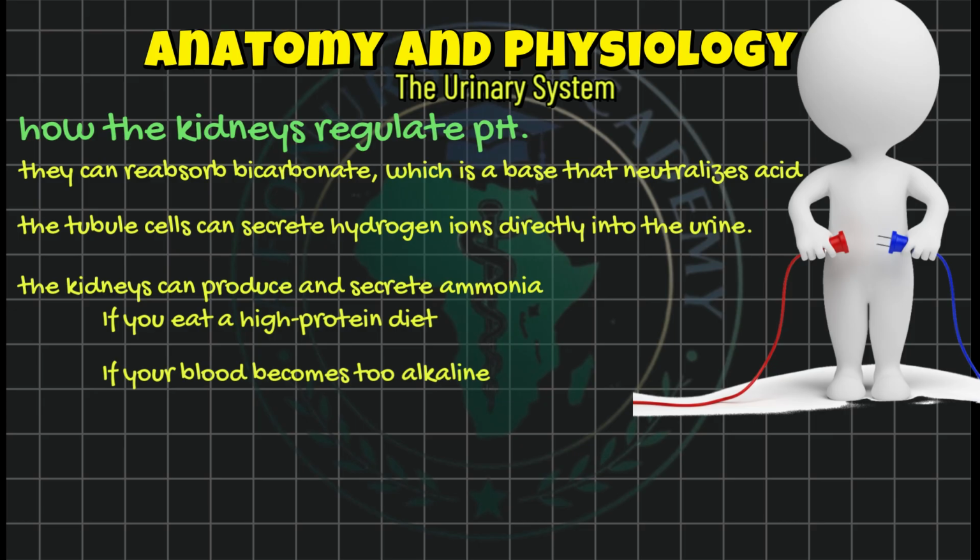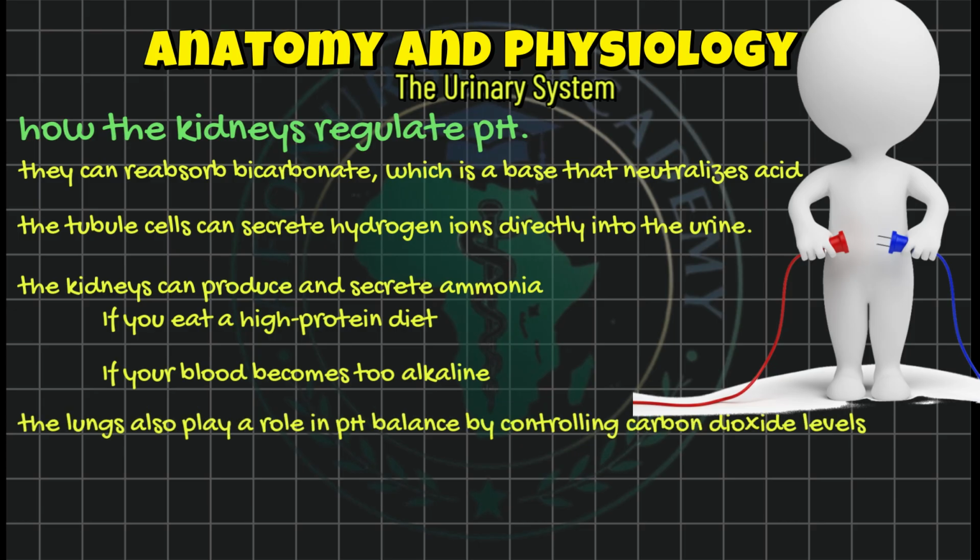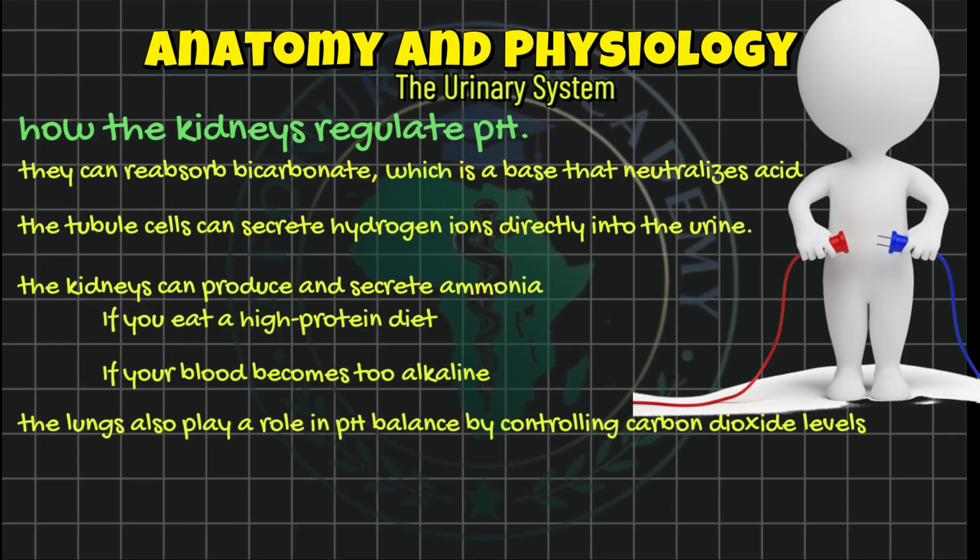Now, I need to mention that the lungs also play a role in pH balance by controlling carbon dioxide levels. But the lungs respond quickly, within minutes, while the kidneys provide slower but more sustained pH regulation over hours to days. The two systems work together to maintain that critical pH range.